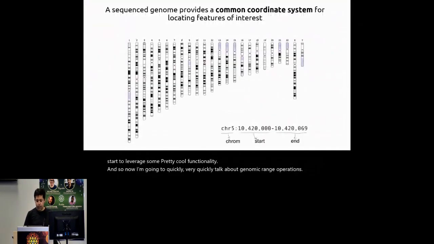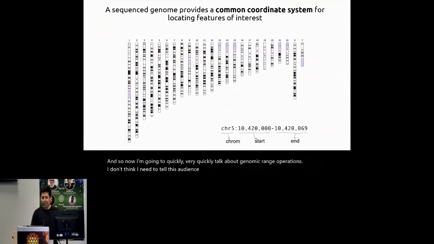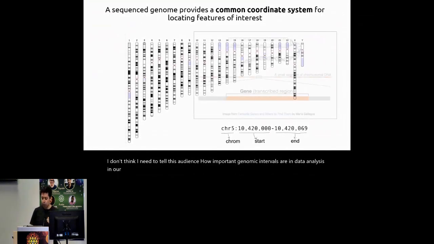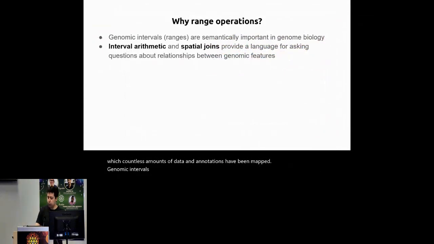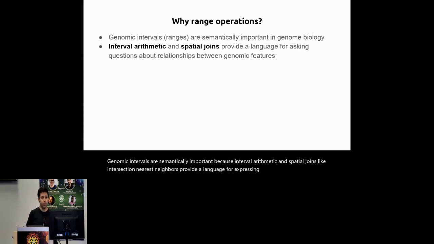I don't think I need to tell this audience how important genomic intervals are in data analysis in our field. We are privileged in genomics to have these reference coordinate systems to which countless amounts of data and annotations have been mapped. Genomic intervals are semantically important because interval arithmetic and spatial joins, like intersection and nearest neighbors, provide a language for expressing questions we want to answer about genomic features, like which enhancers are close to these genes.